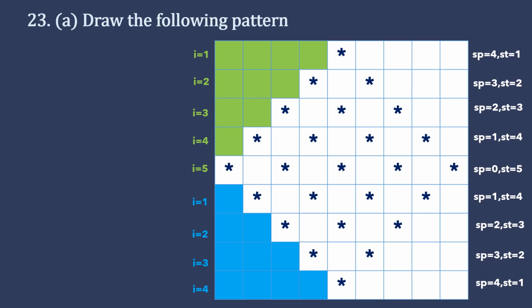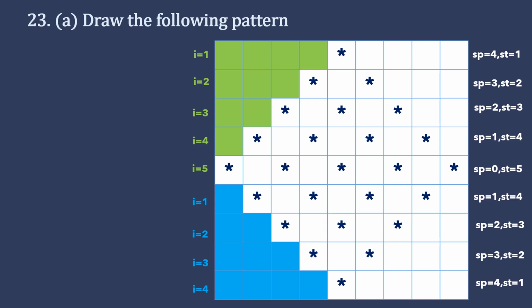So in the first row there is 1 star, second row 2 stars, third row 3 stars, and like this in the fifth row there are 5 stars. So like this you have to print. So how to do this? First of all, we have to consider how many spaces are there in each row and how many stars are there. In the first row there are 4 spaces and 1 star. In the second row there are 3 spaces and 2 stars. In the third row there are 2 spaces and 3 stars. Like this it is going on.